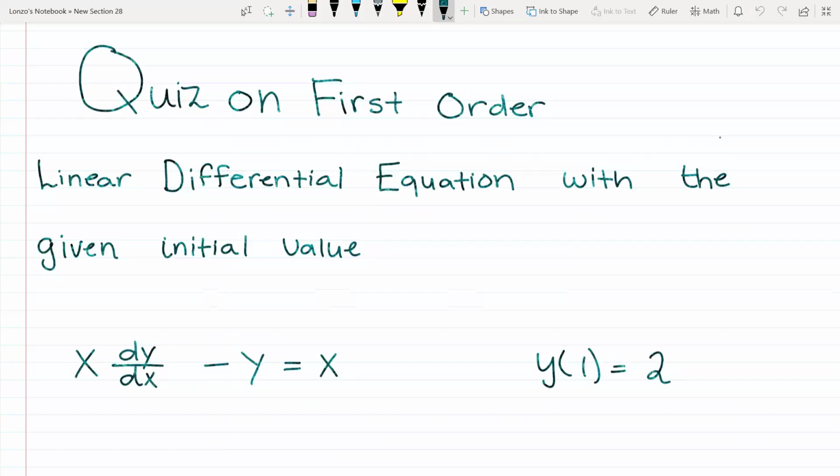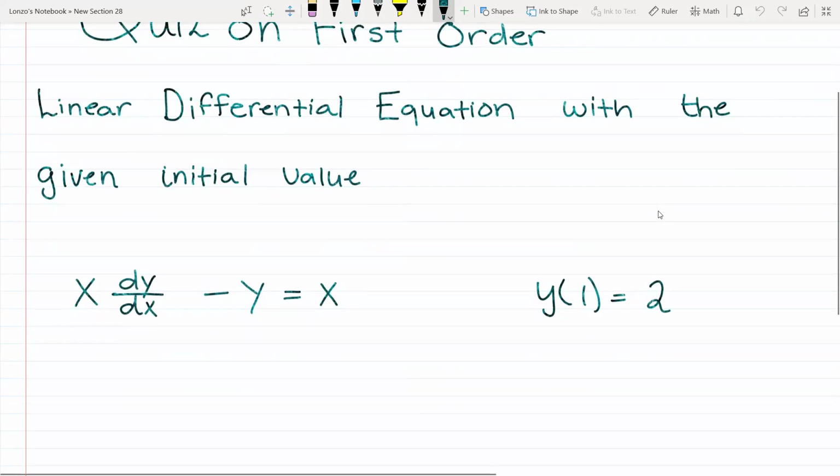Hello, in this video I will do a quiz on first order linear differential equation given initial value. So we have to solve this linear differential equation with the given initial value. We have x dy/dx minus y equals x, with y(1) equals 2.